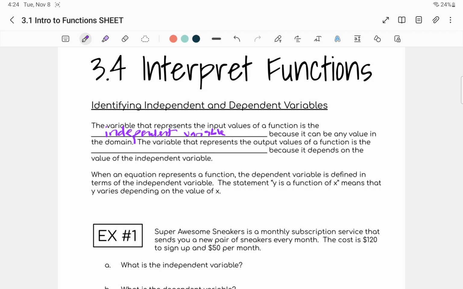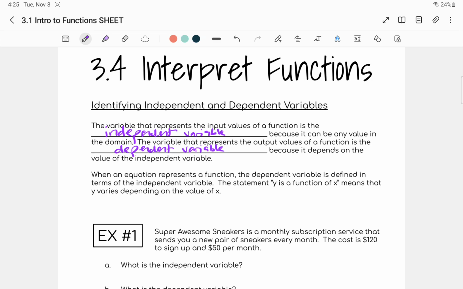what. Then the variable that represents the output values of a function is the dependent variable. Because it depends on the value of the independent variable. So again, our dependent variables, that would be our y values, and that would be things that depend on what's happening independently. So that's usually going to be like our money, our total cost, the height of a plant, or it could be a number of different things, but our dependent variable always depends on the independent variable.